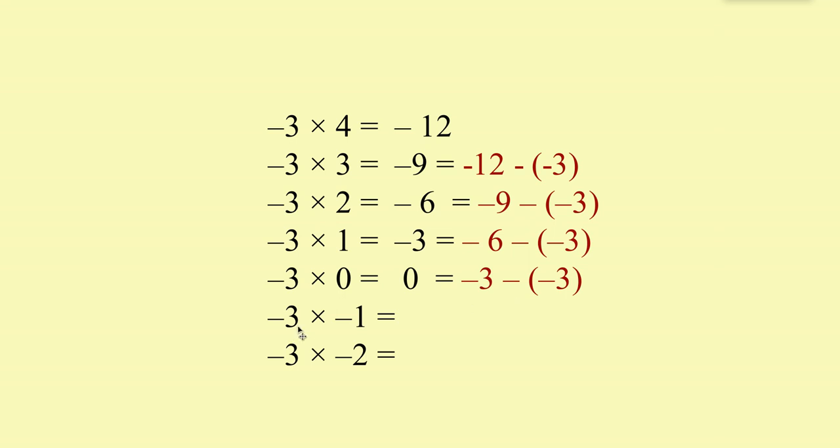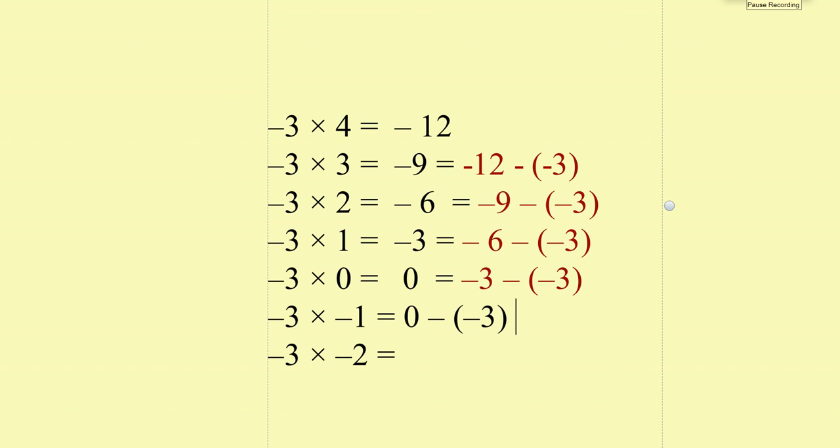Now how do you get then negative 3 into negative 1? Here we decrease the 1 from each step. 4 minus 1 is 3, 3 minus 1 is 2, 2 minus 1 is 1, 1 minus 1 is 0. So next number will be negative 1. Here we subtract negative 3 in each step. So to get negative 3 into negative 1, what will you do? Yes, you have to subtract negative 3 from 0. So we can write 0 minus negative 3.